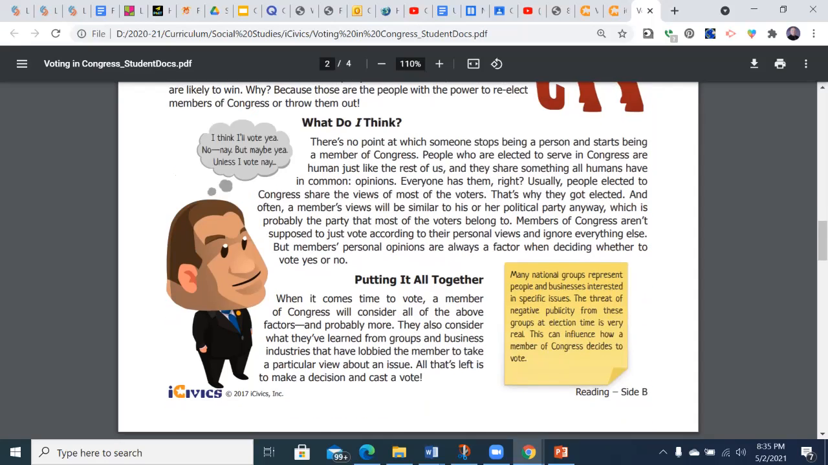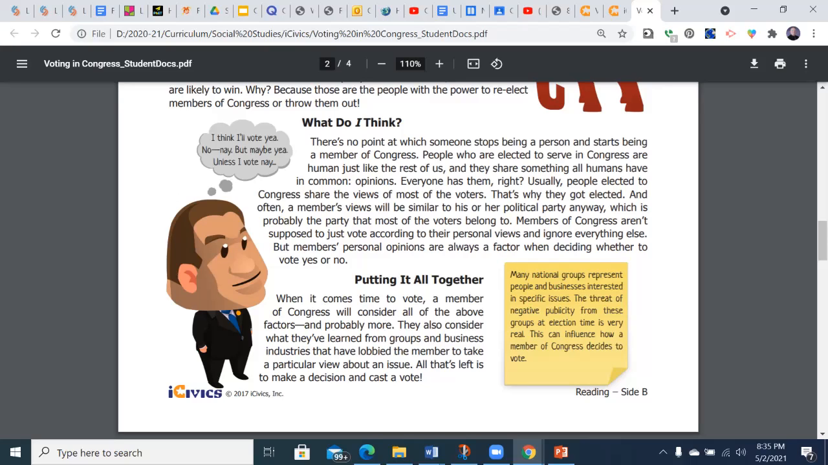And finally, what do I think? There's no point at which someone stops being a person and starts being a member of Congress. People who are elected to serve in Congress are human just like the rest of us. And they share something all humans have in common: opinions. Everyone has them. That's why they get elected. And often, a member's views will be similar to his or her political party anyway, which is probably the party that most of the voters belong to.